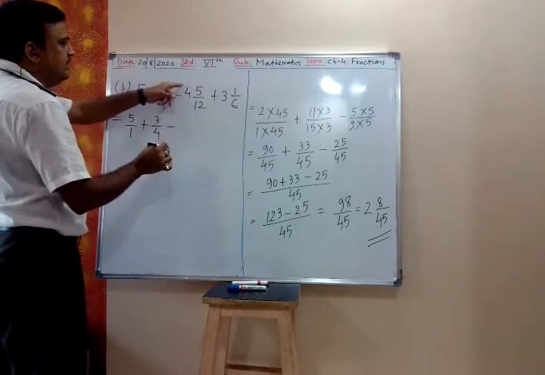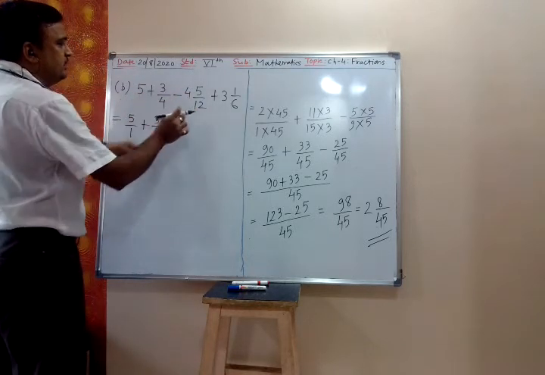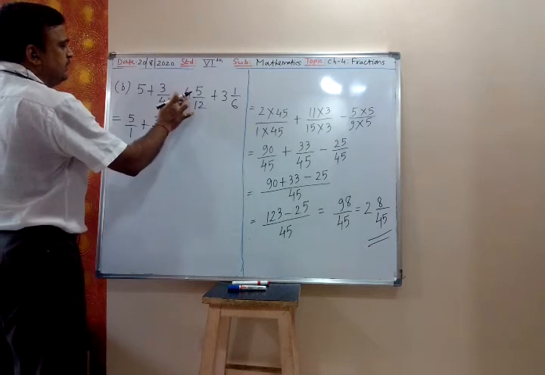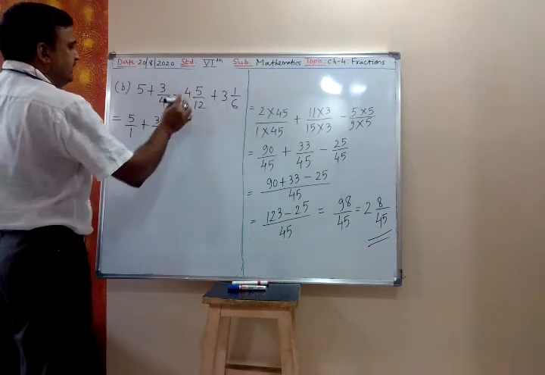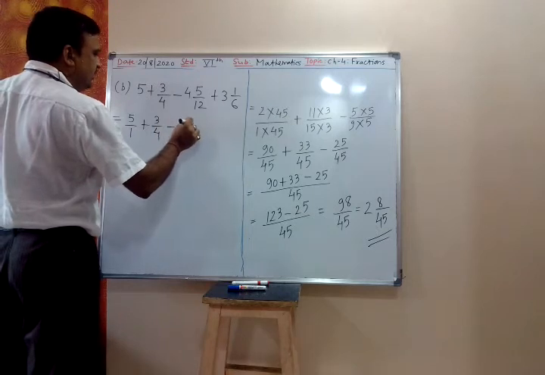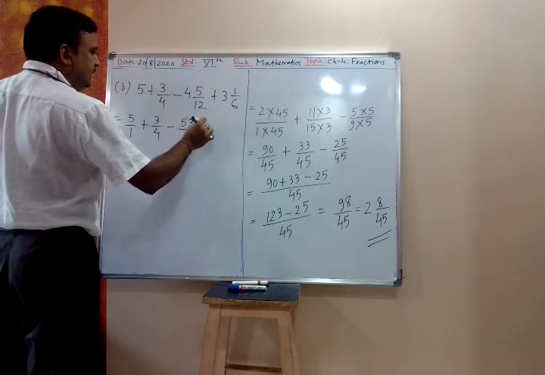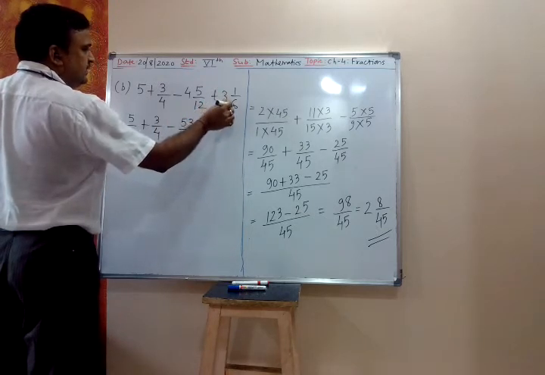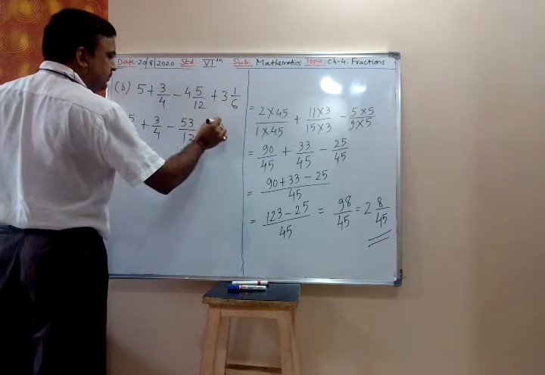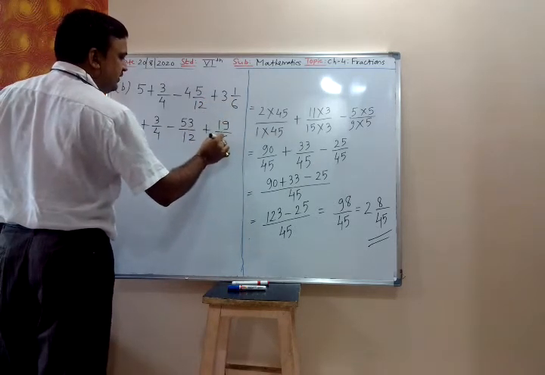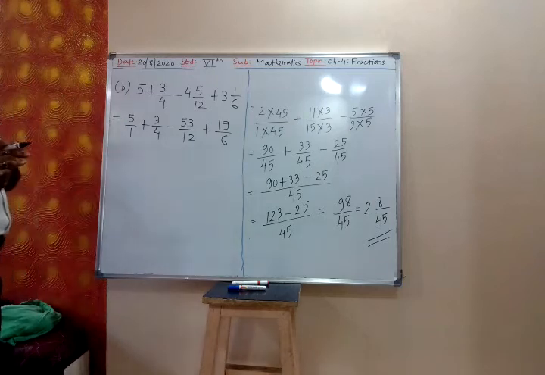Now this mixed fraction I will convert into an improper fraction. So 12 fours are 48, 48 plus 5, 53 upon 12. Then plus, this is also a mixed fraction, 6 threes are 18 plus 1, 19 upon 6. So we have converted them into fractions.